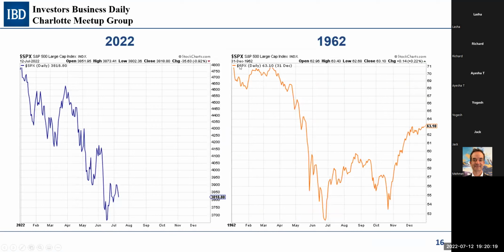Okay, so now we're going to look at a couple of comparisons. We're just trying to get a better feel for what different bear markets look like. Where could we be? Where could 2022 be?